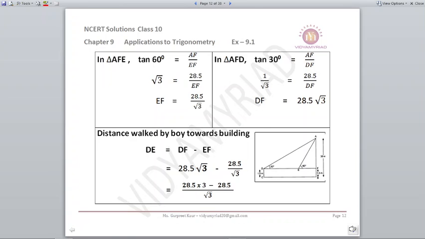Let's find out tan 30 now. Tan 30 will also be AF upon DF. So tan 30 is 1 upon root 3. AF we know is 28.5. So DF comes out to be 28.5 root 3.